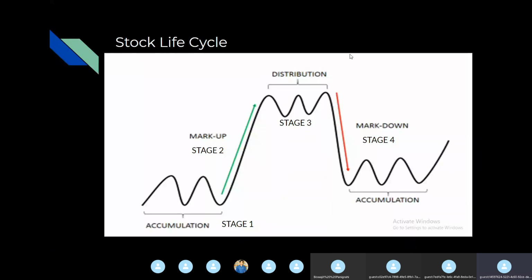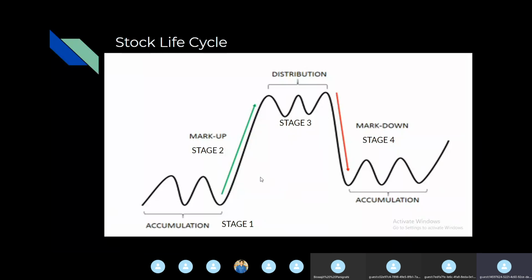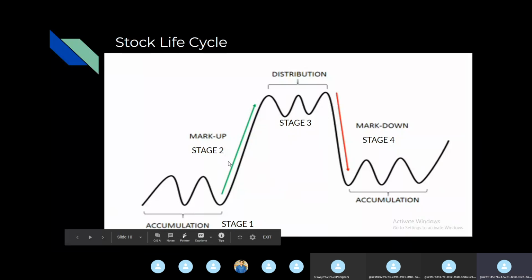So that is a very important question, because getting the knowledge of the stock market is one thing and earning out of it is another thing. So how do we do that?